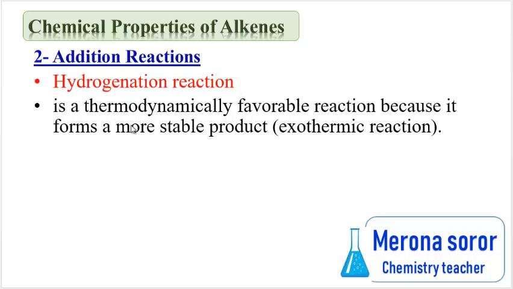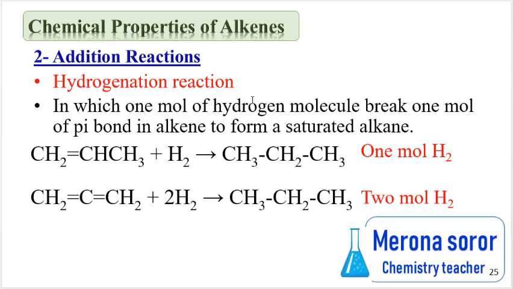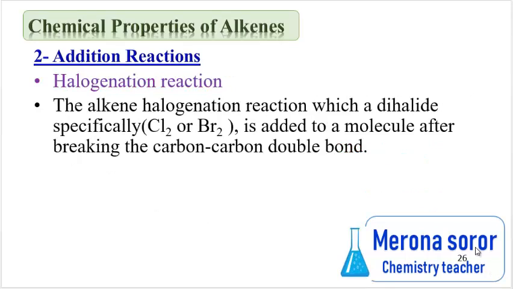The hydrogenation reaction is a thermodynamically favorable reaction because it forms a more stable product. It is an exothermic reaction in which 1 mole of hydrogen molecules breaks 1 mole of pi bonds in the alkene to form a saturated alkane. In this equation, there is only one double bond, so we need only 1 mole of hydrogen molecules. In the second equation, we have 2 double bonds. We need 2 moles of hydrogen molecules to break these bonds.